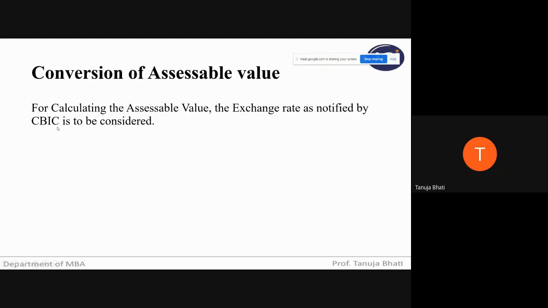This is a very important part when we solve the problems. In the problems, they can give you an exchange rate by banks, or an exchange rate by other forex currency. Otherwise, they can give you an exchange rate as notified by CBIC. Then you have to be very careful. You have to take only that exchange rate which is notified by CBIC.